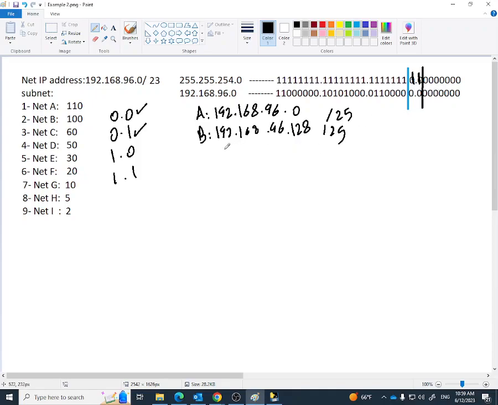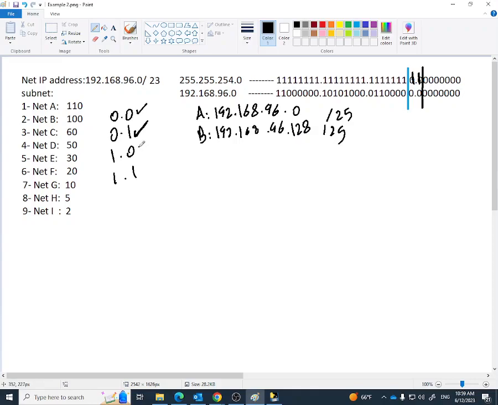Now remember here what we do. We start with the first IP address, and we ask ourselves, how many bits do I have to keep to be able to get 110? And then I move to the second IP address, and I ask myself, can I subnet the second IP address further to be able to get 100? And the answer will be no. You have to use 7 of them, and that's why I used 7 of them.